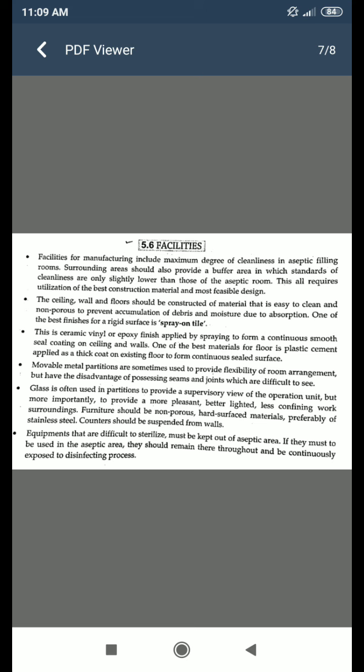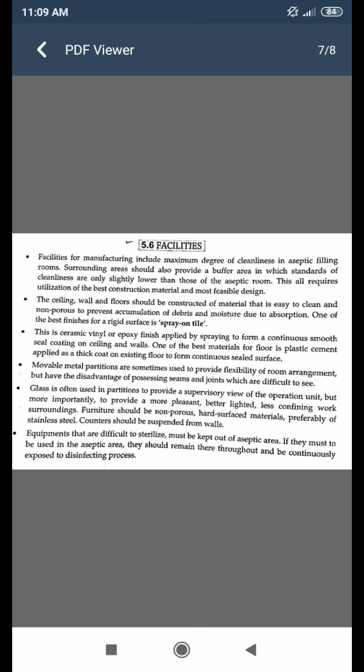Then next point is facilities. Facilities of sterile manufacturing. The facilities for manufacturing include the maximum degree of cleanliness, which is the aseptic filling rooms. The surrounding area should also provide a buffer area in which the standard of cleanliness is only slightly lower than that of the aseptic room.